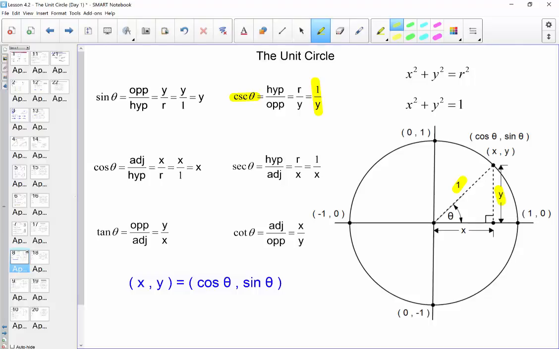So we've now seen, in general terms, how trig functions and angles and special triangles relate to the unit circle. We're going to evaluate this more on the next slide.